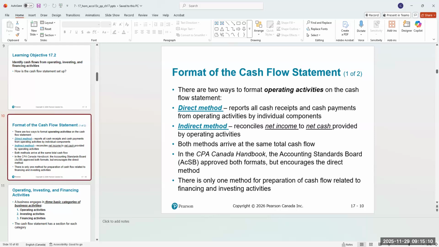Now, both methods obviously are going to come with the same result. The CPA Canada Handbook and the Accounting Standards Board approve both formats. They encourage the direct format, but in the industry, everybody preparing the cash flow statement is using the indirect format for the operating activity. Again, for financing and investing activities, there's only one method, so there's no problem for that.